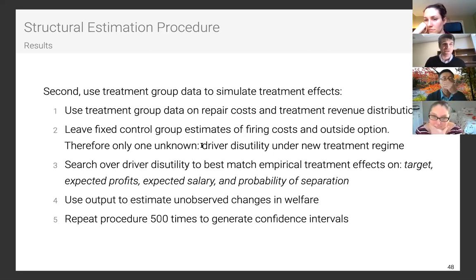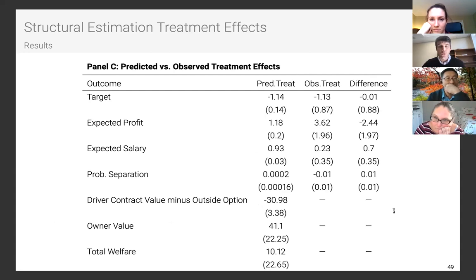Their disutility is changing, we don't know how much. We search over this parameter, again matching on several moments that we observe in the treatment data. We use this to estimate changes in welfare, and we bootstrap this procedure to get confidence intervals. So, what do we see?